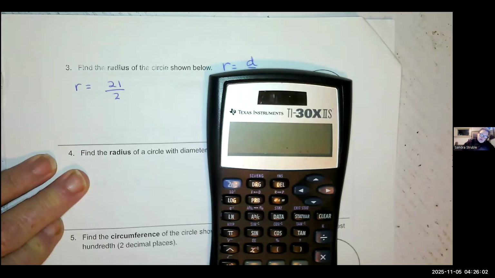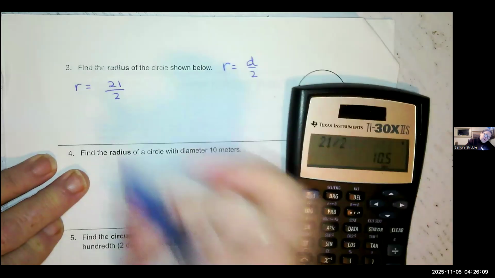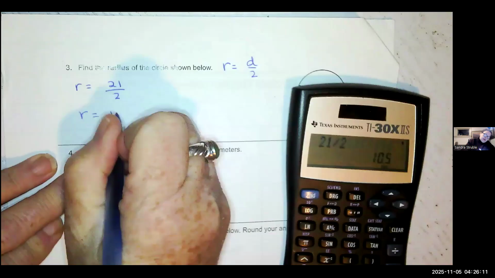21 divided by 2 is 10.5. So our radius is 10.5. Do not forget your unit, and it is inches.